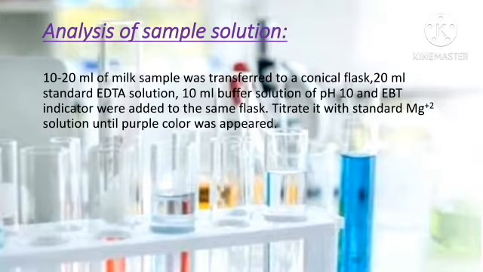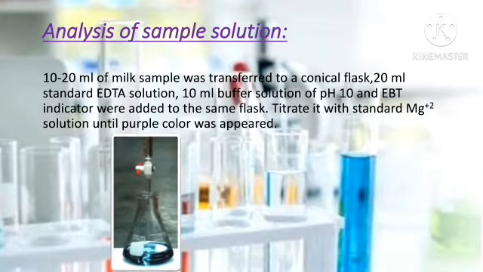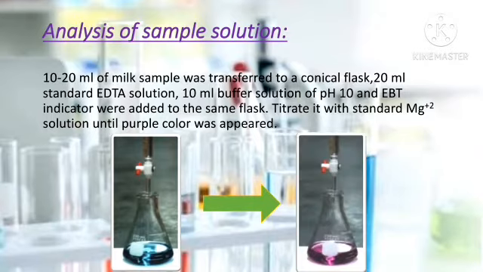Here, back titration is involved because a known excess of standard EDTA is added to the analyte. Unreacted EDTA is then titrated with a standard solution of a second metal ion. This forms a complex with excess EDTA molecules until the end point. When all the excess EDTA has been complexed, the remaining magnesium plus 2 ions then start to complex with EBT indicator, immediately changing its color from blue to purple.